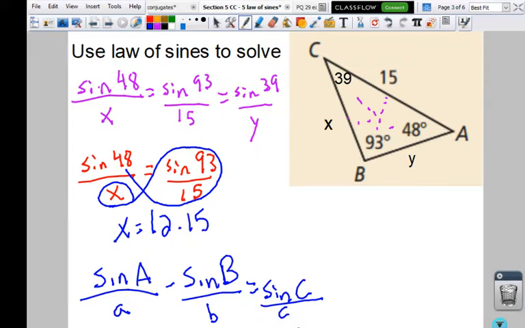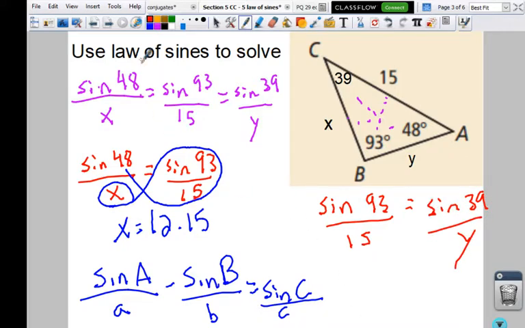I can solve for y by basically doing the exact same thing, except this time I'm going to take the one I want to find, so this one with y, and I'm going to use the one with numbers, this middle one. Even though I could use the one with x, it's got decimals in there, and I don't feel like doing decimals. So I'm going to go sine of 93 over 15 is going to equal sine of 39 over y. We're going to solve it for y. And it's just a fish method again.